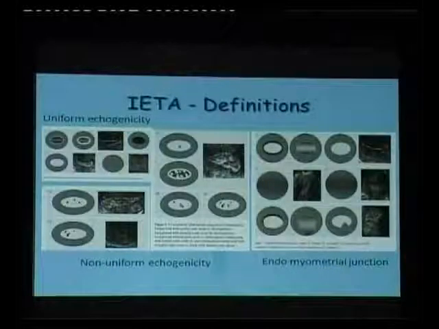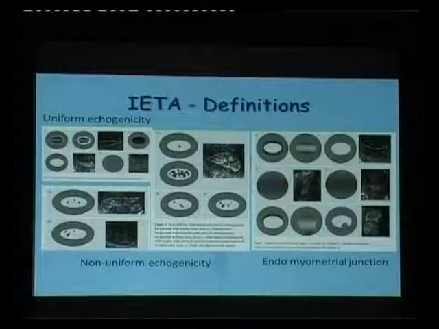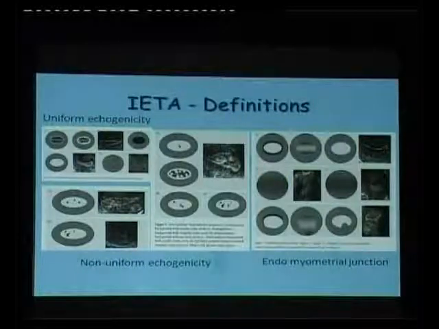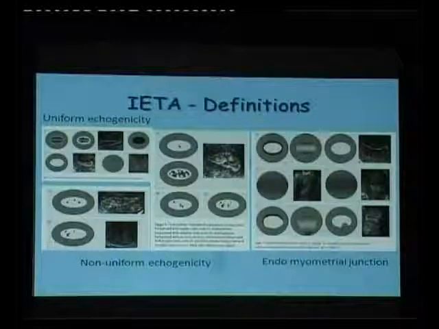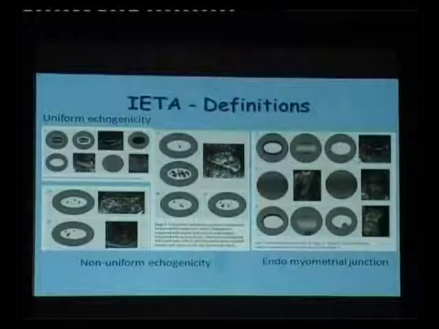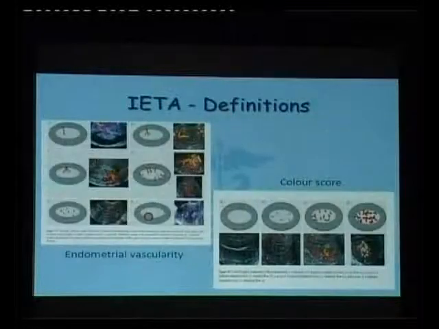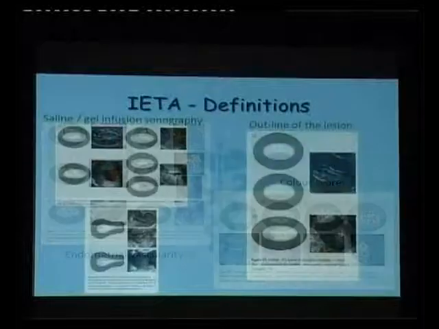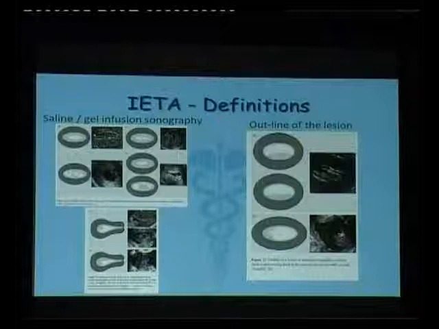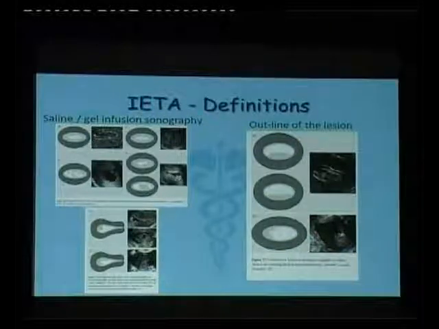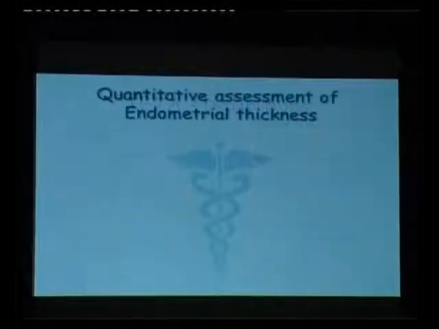Now, IETA has defined certain terms which are extremely important to understand, and it is there in the journal which is available, and you can go through it. It tells us about echogenicity and its uniformity, non-uniform echogenicity, the endomyometrial junction, vascularity of the endometrium, color scores of the endometrial vascularity, and saline infusion sonography or gel instillation sonography to outline and define the lesion, and at the same time the endomyometrial interface.